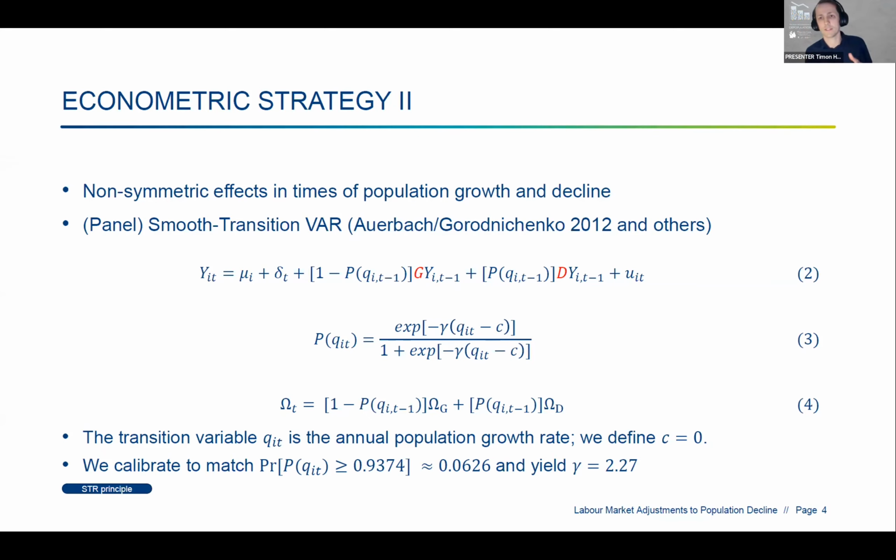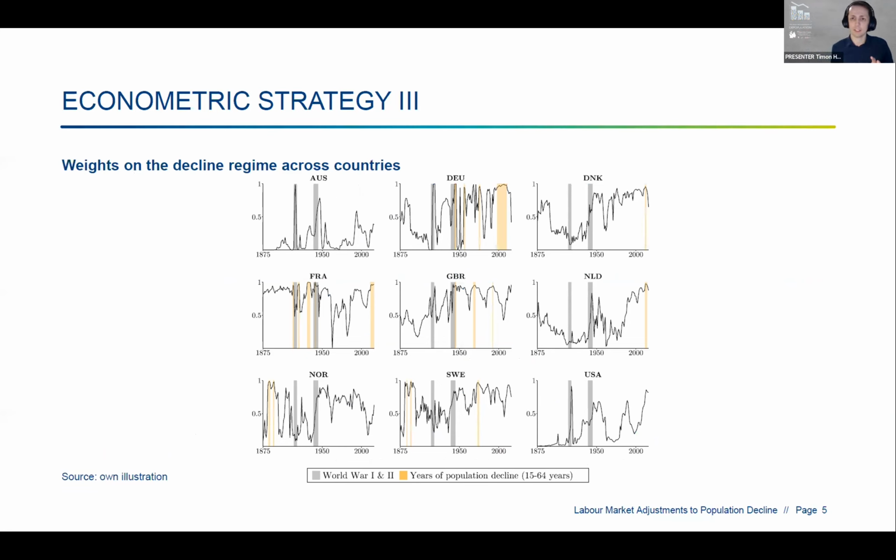So now, to get a more intuitive understanding of what this means for our data, I've plotted here the decline probabilities for the countries in the data set. You can see the decline probabilities as the solid black line in the graph. The orange shaded areas are the years in which the working age population in the respective country actually declined. And what we can observe is that our transition function pretty much resembles these decline periods. So we have a high decline probability in these years.